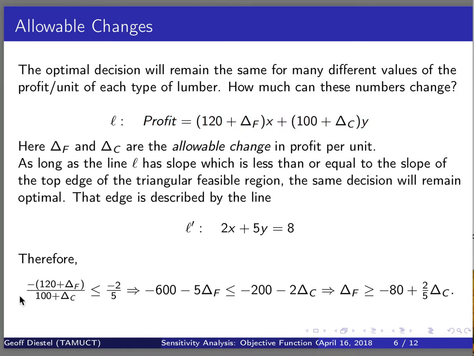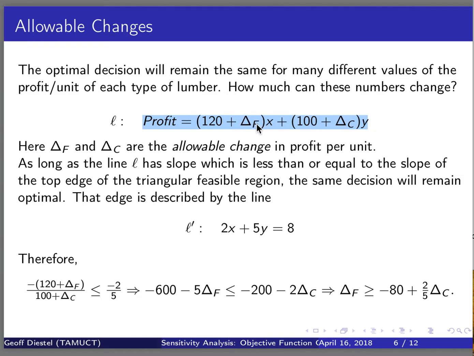So when we did that, we said, as long as delta F and delta C satisfy this highlighted inequality, then the slope of the objective function line, that I'm calling L here, would be steeper than the top edge of our feasible region, and therefore our decision to maximize profit would be the same, even though our actual profit amount would change. Remember, our profit is computed by computing this quantity. If our decision is the same, it's going to be x is 4 and y is 0.